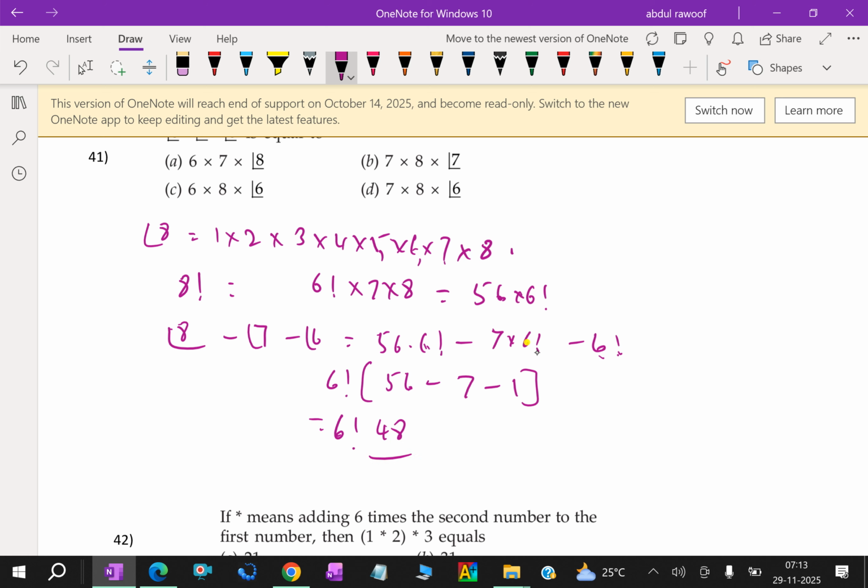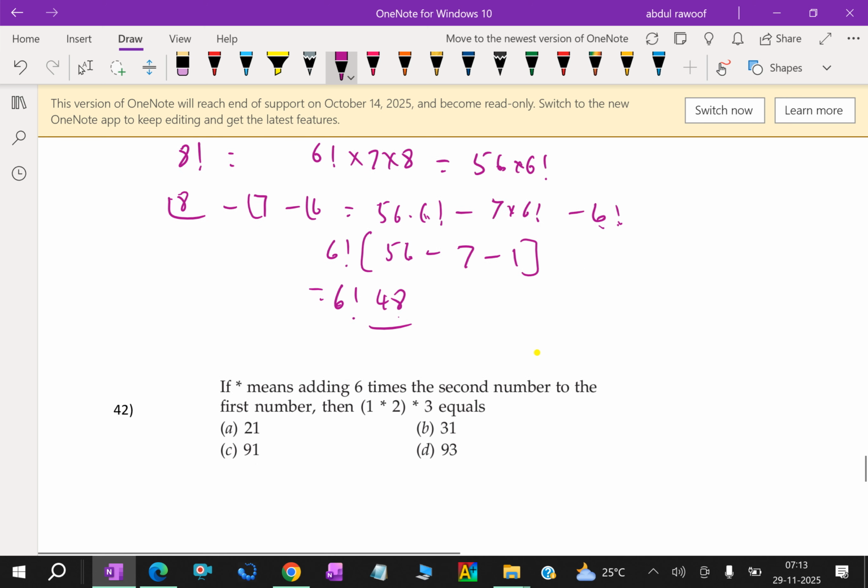So it is equal to 6 into 8, which is 48, and the option is C. Yes. Next question.